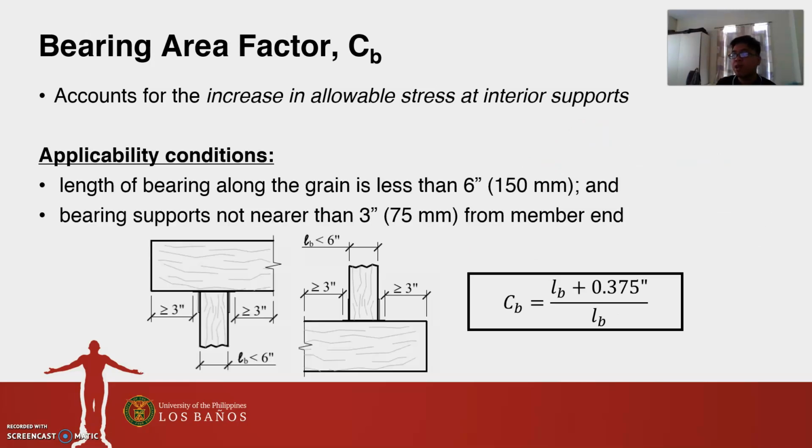Next is the bearing area factor. It accounts for the increase in allowable stress at interior supports. Applicability conditions: length of bearing along the grain is less than 6 inches and bearing supports not nearer than 3 inches. Before you actually dive into the configurations, make sure first that the support is actually an interior support. Otherwise, this is not applicable.